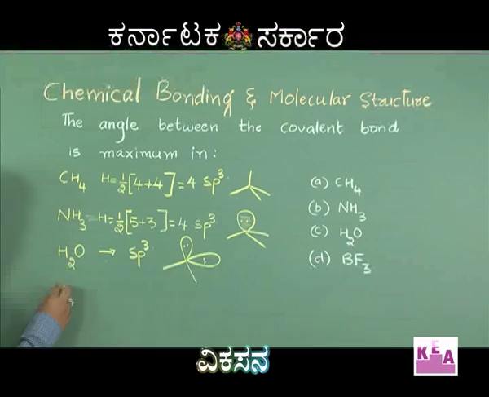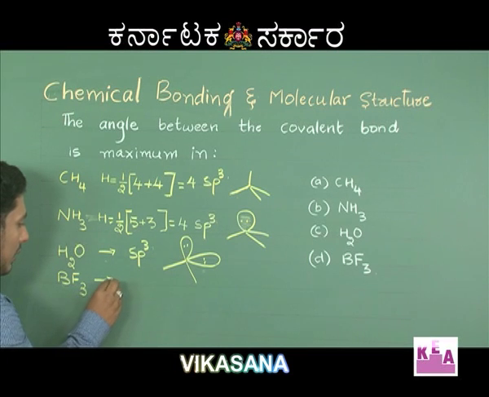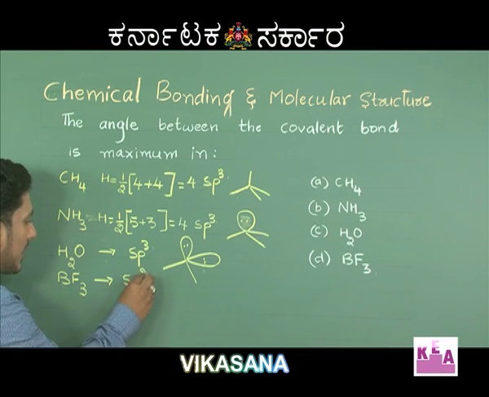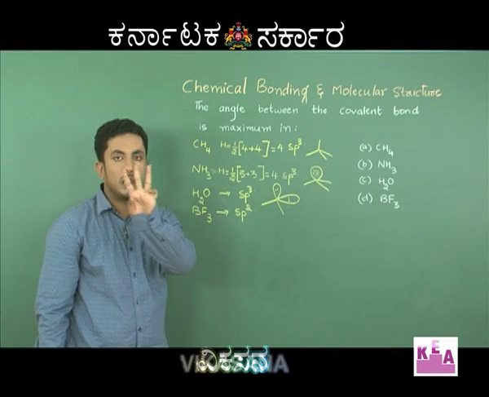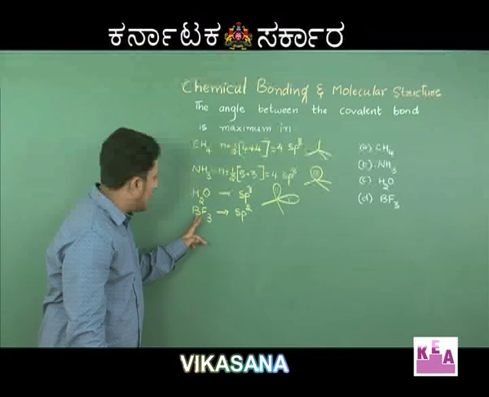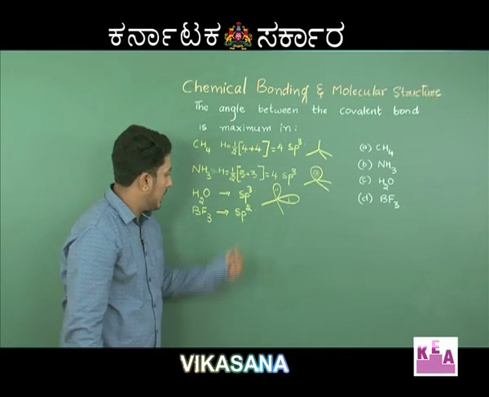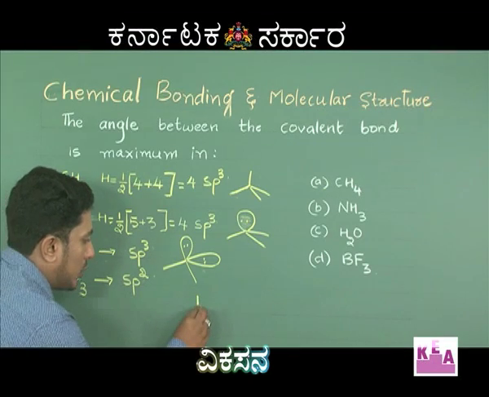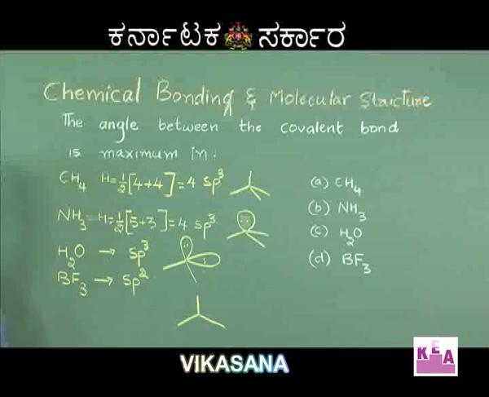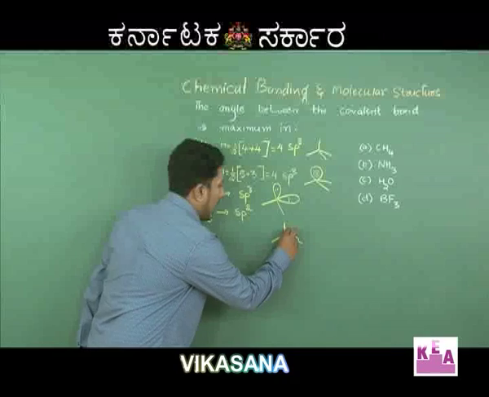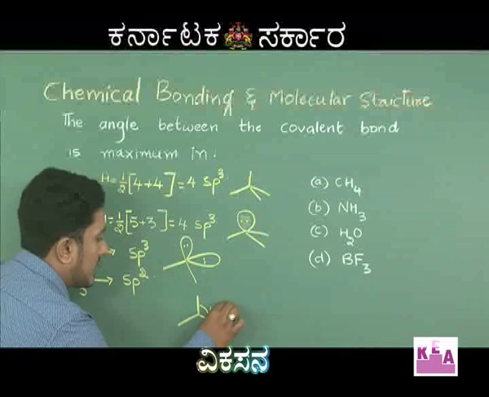Let us check boron trifluoride. For boron trifluoride, the hybridization of boron will be sp2. You can calculate by using the same formula. The hybridization will be sp2. sp2 indicates boron contains 3 orbitals and all the 3 orbitals are occupied by fluorine. Since the hybridization is sp2, the geometry should be trigonal planar, and since all the 3 positions are occupied by fluorine, the molecule will have a trigonal planar shape with a bond angle of a perfect 120 degrees.